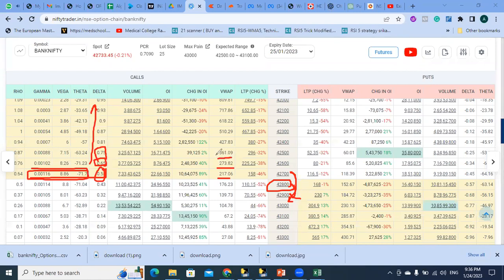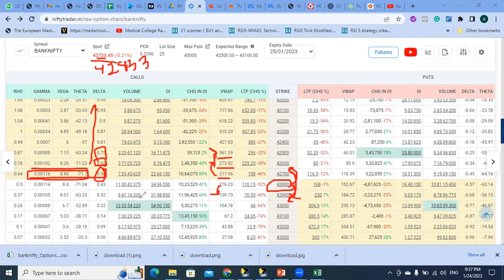Okay. So one way of guessing how much will be the value when Bank Nifty moves from 42,733 to 42,833, that is a 100-point move, is by looking at the premium. So it will move from 217 to 273, approximately this much. When it goes from 42,800 to 42,933, it will become approximately 361. Okay, if it goes from 42,800 to 42,700, this 176 will come down to 139.